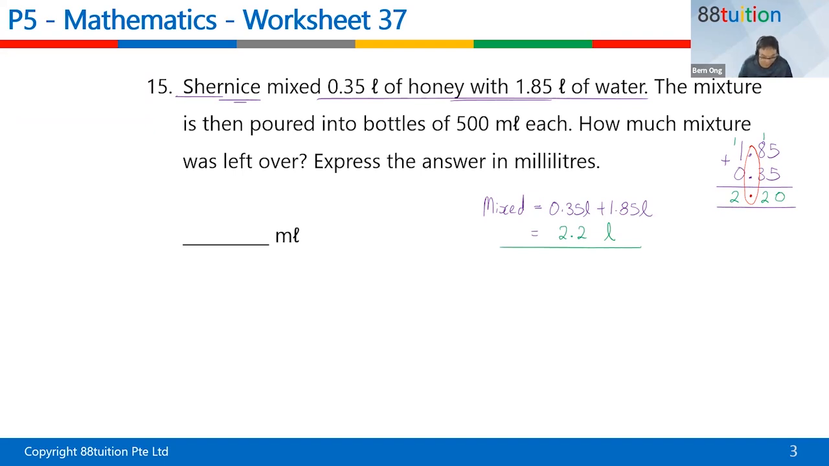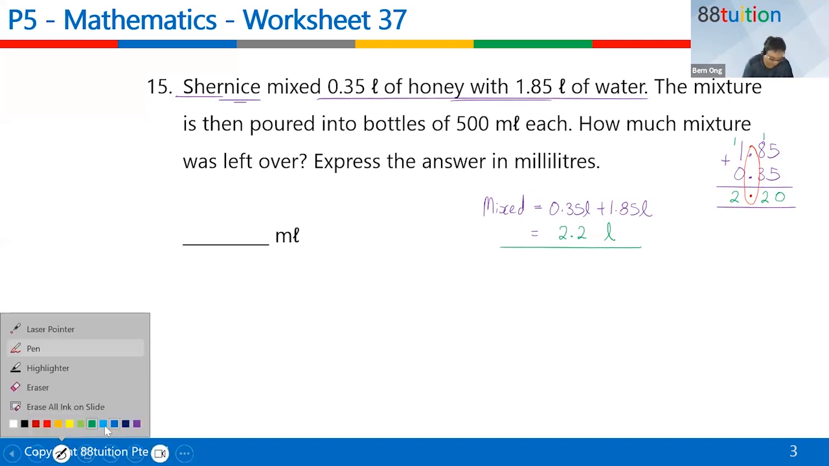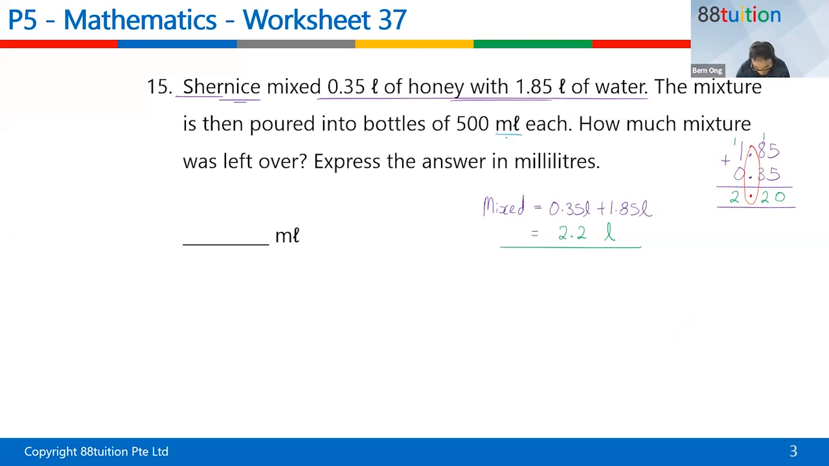All right, the mixture is then poured into bottles of 500 ml each. Oh, yeah. This is in ml. I better change one to ml. Liters to milliliters. All right, so liters to milliliters. Please remember the conversion. Liters to ml is times 1,000. ml back to liters is divided by 1,000.